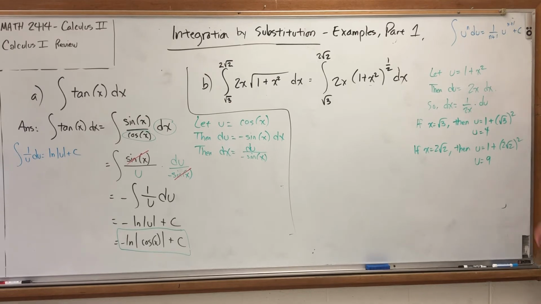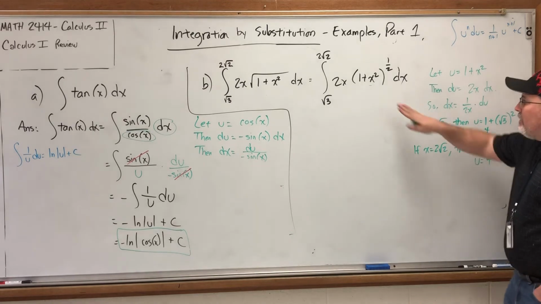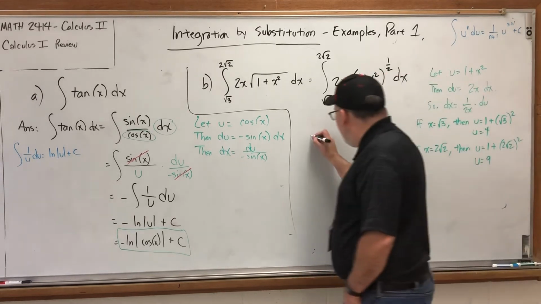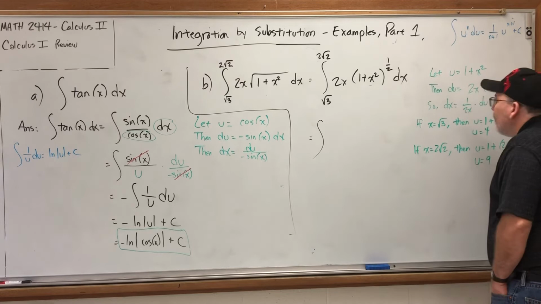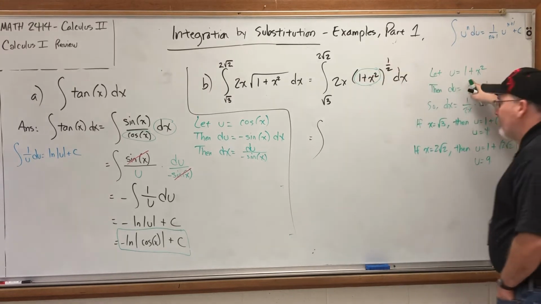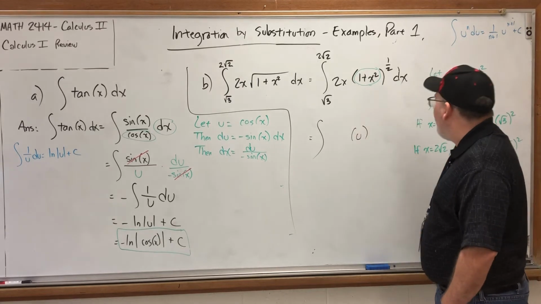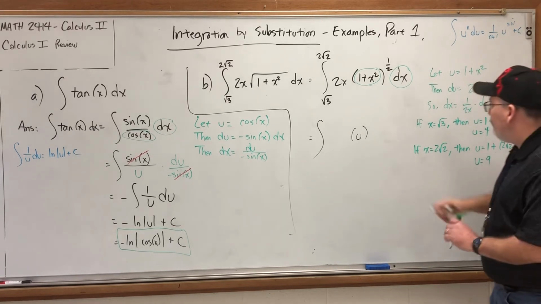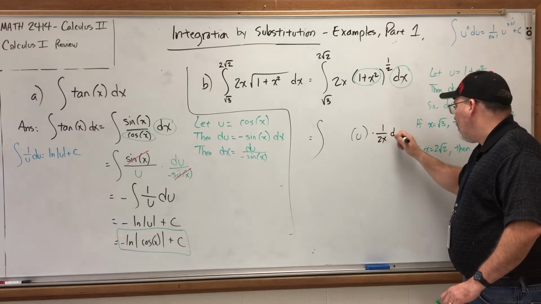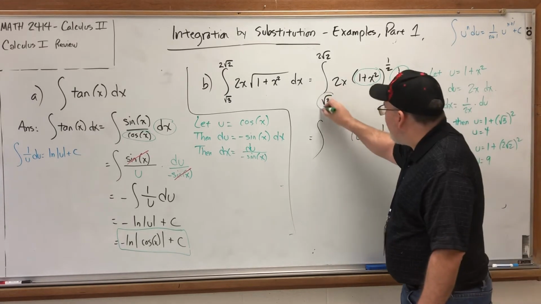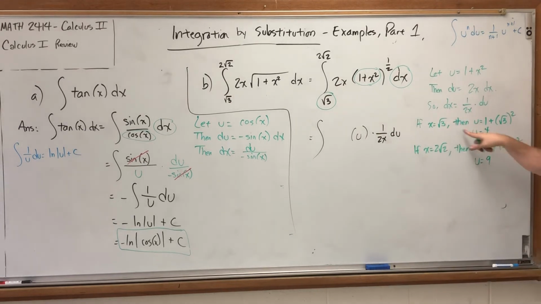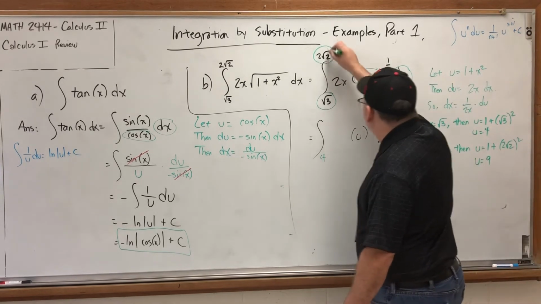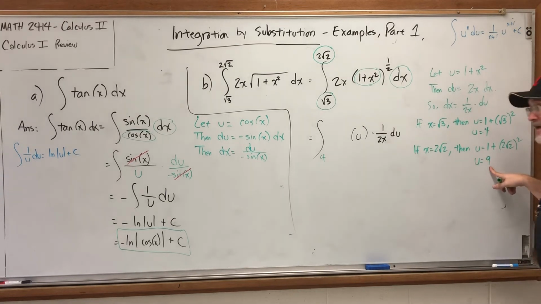That means when I make the substitution from x's to u's, I can change not only this and the dx, but I can change the limits of integration as well. So, let's take inventory of everything that's going to change. This 1 plus x squared is going to become a u. So we have u there. This dx is going to become 1 over 2x times du. This square root of 3 as an x value converts to a value of 4 for u. And this 2 square root of 2 as an x value converts to a u value of 9.